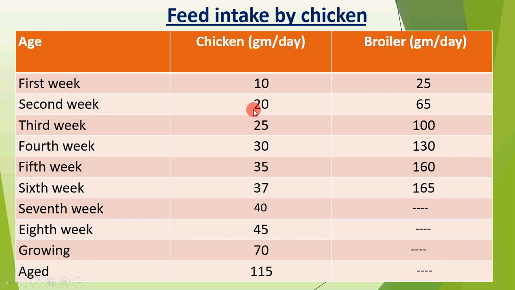Same thing, in the second week they need this type of ingredients. In the fourth week they need 30 gram, and here 130 gram. When the age is increasing, the quantity is increasing as well. And at mature age, the chicken needs 115 gram per day, but broiler they don't need too much after 6 weeks, because we know that broiler chicken can be eaten after 5 to 6 weeks.